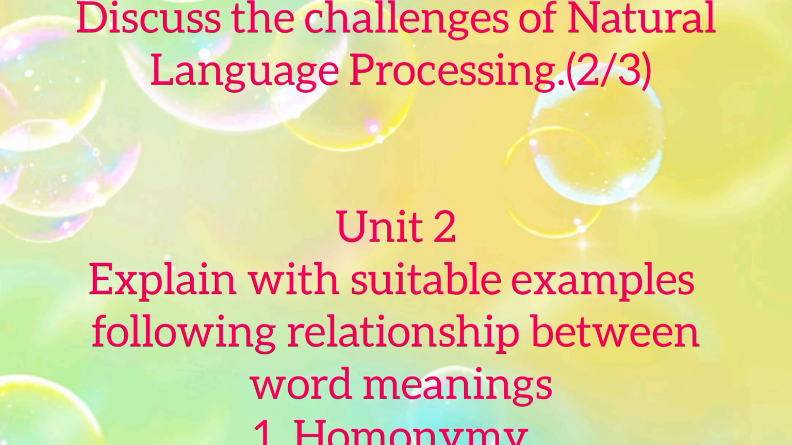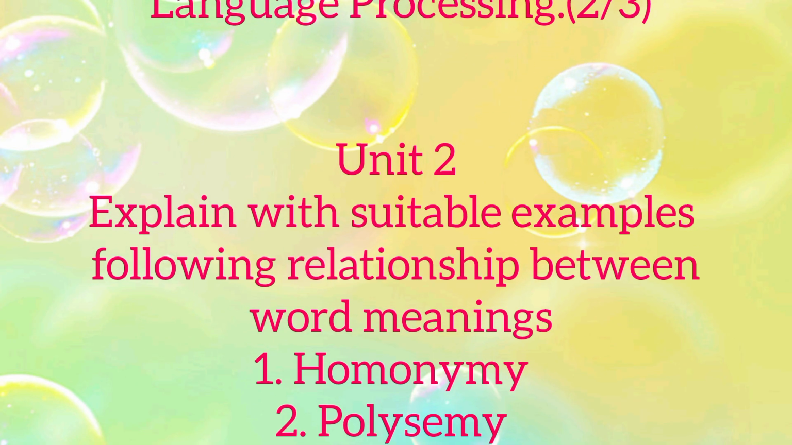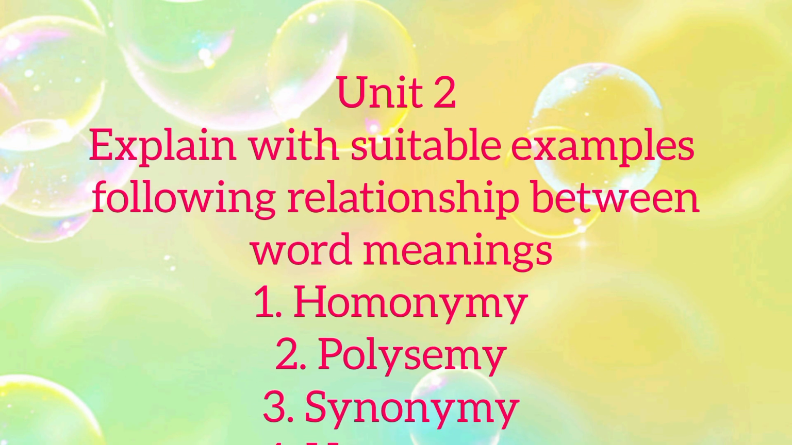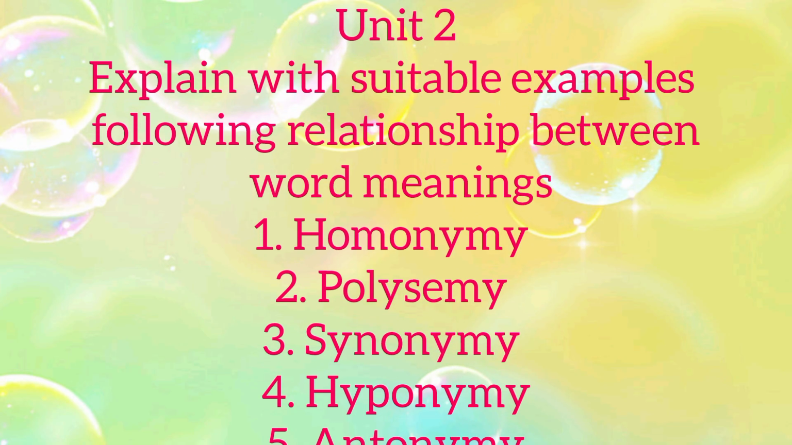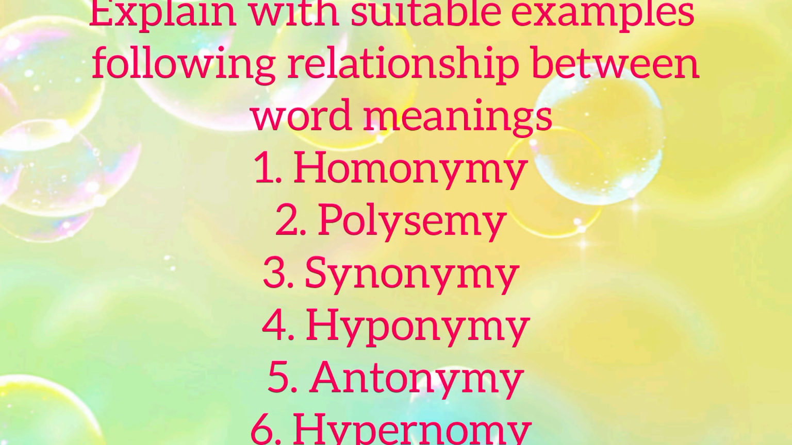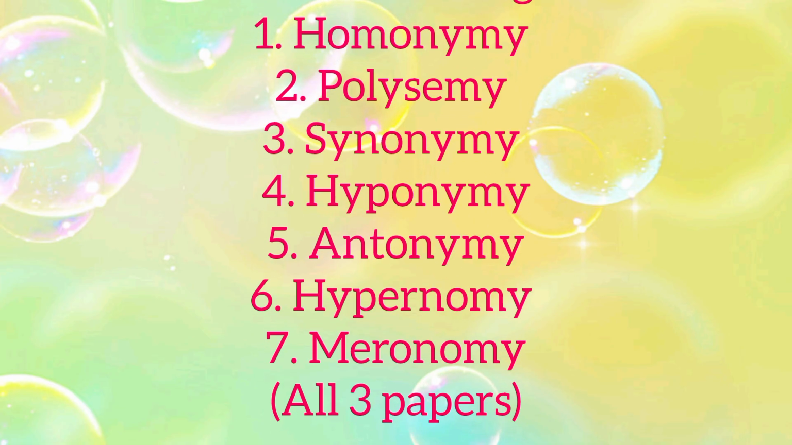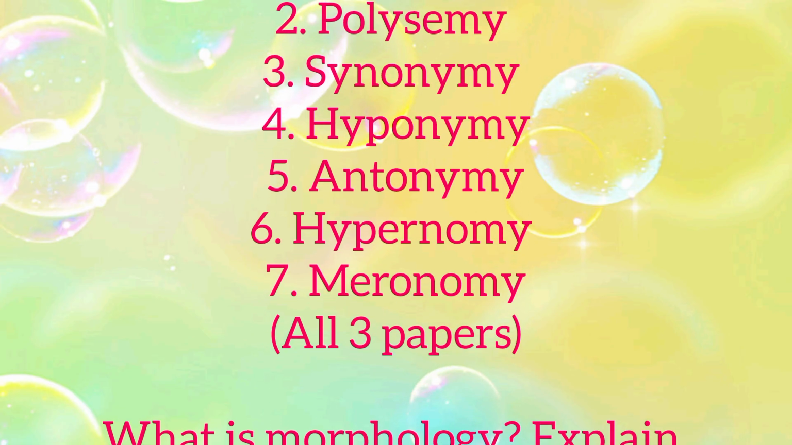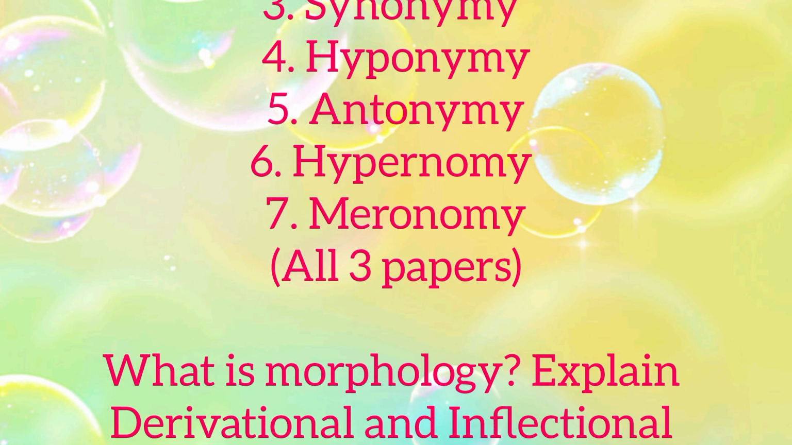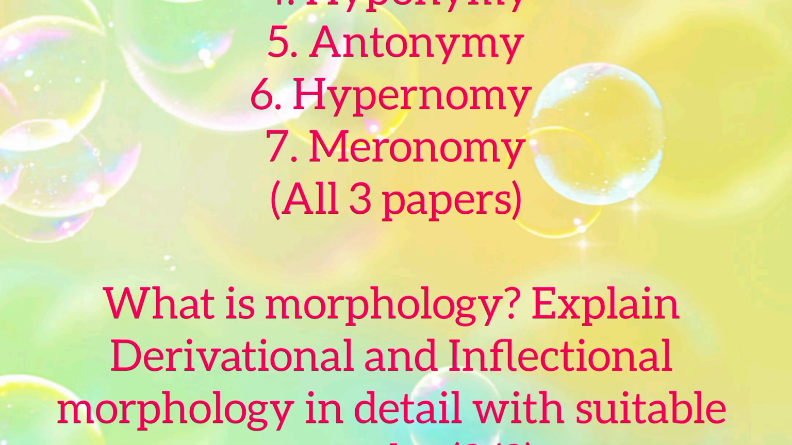Now let's see for the second unit. First question is explain with suitable example the following relationship between word meanings. First is homonymy, polysemy, synonymy, hyponymy, antonymy, hypernymy, meronymy. The last three have occurred only in one paper, but still I have given them because they may ask.